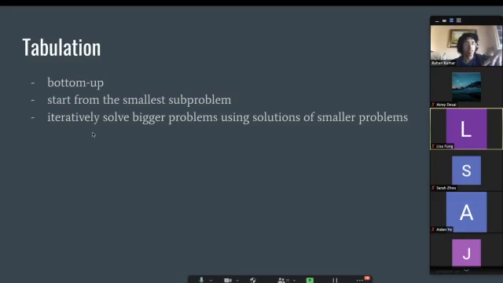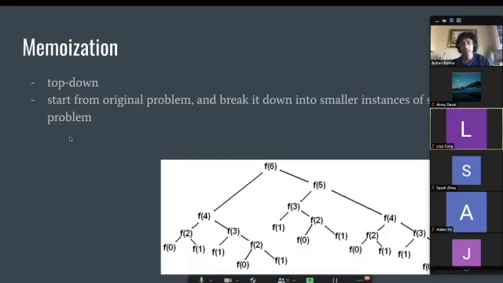Okay, so essentially tabulation is just the opposite. Instead of going top down and storing what you find, you build it from the bottom up, right? So in this case, instead of starting from the top and going down, we just start with f0 and f1. We find what f2 is, then we find what f3 is, and so on and so forth up till f6, which seems a little bit more efficient, but it's basically the same thing.